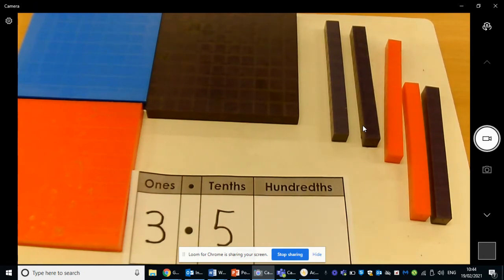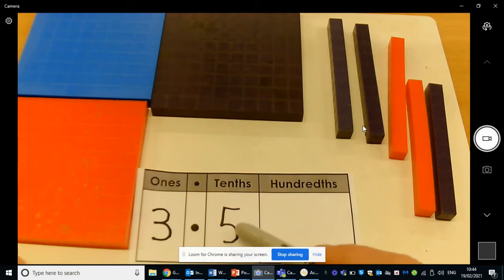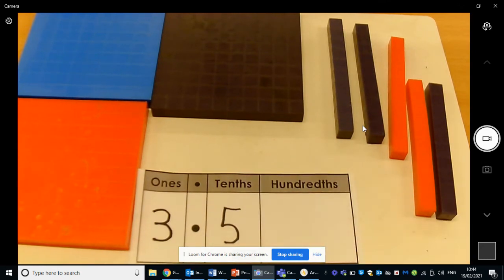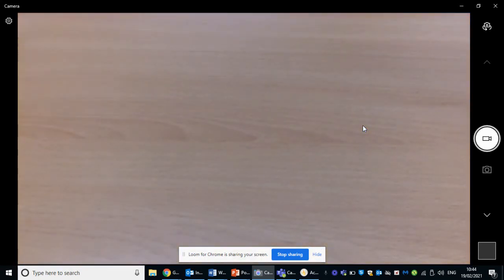3.5 as a fraction. Well, I remember that 1/10 is equivalent to 0.1. So if there's 0.5, it's going to be 3 5/10. So fractions and decimals are the same, they're just written differently. Now, I've got another whiteboard that I'm going to put in front of you. What I'd like you to do is pause the video.